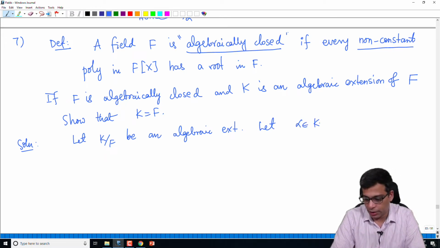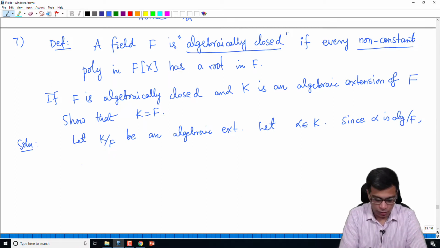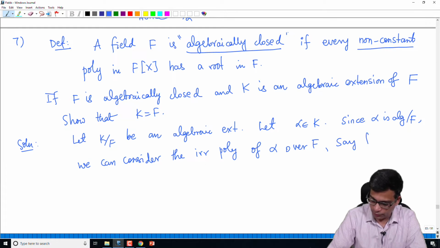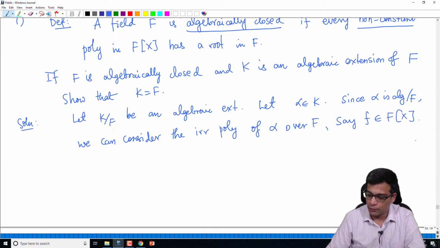Let alpha be in K. We will actually show that alpha is also in F. So since alpha is algebraic over F, we can consider the irreducible polynomial of alpha over capital F, say small f. So let us take the irreducible polynomial of alpha over capital F.